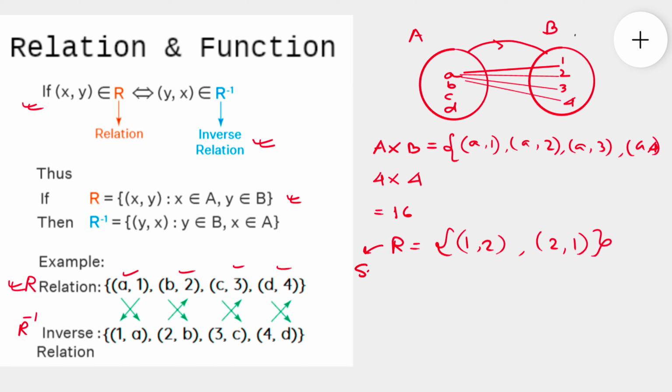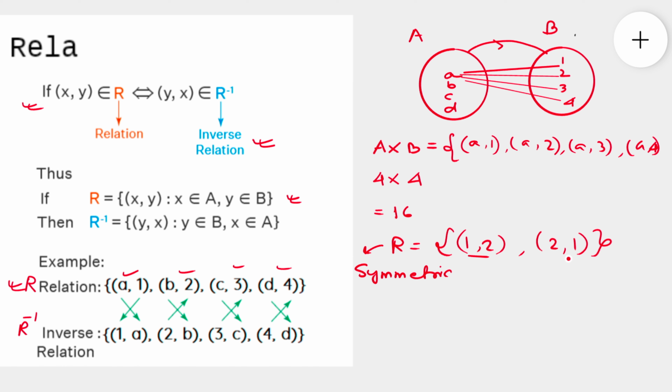Why? Because in this relation we can see that for the ordered pair 1, 2, we have another ordered pair where we have swapped the elements. Now this is called symmetric relation because this swapped elements ordered pair is in this particular relation. All right. Understand this again very clearly, because the swapped elements are present in this very relation. That is why it is called symmetric relation.